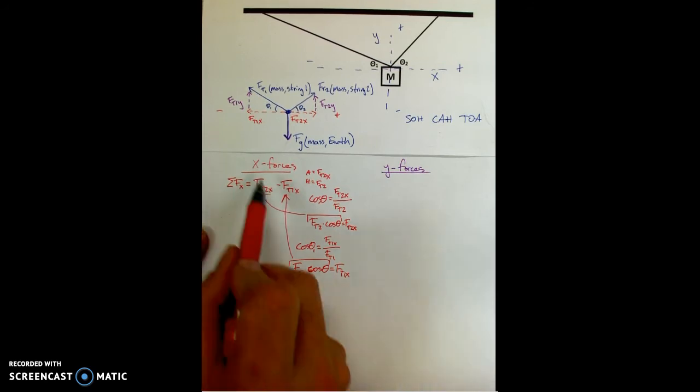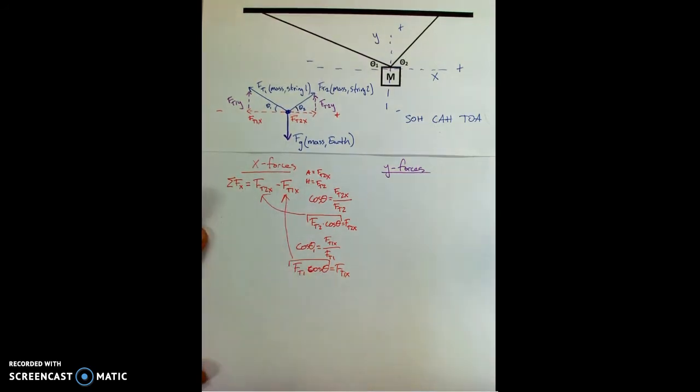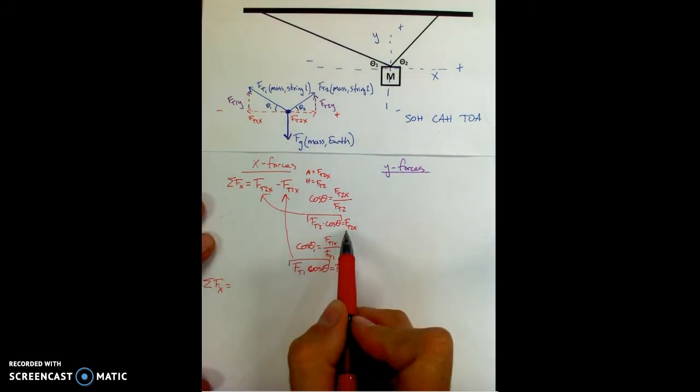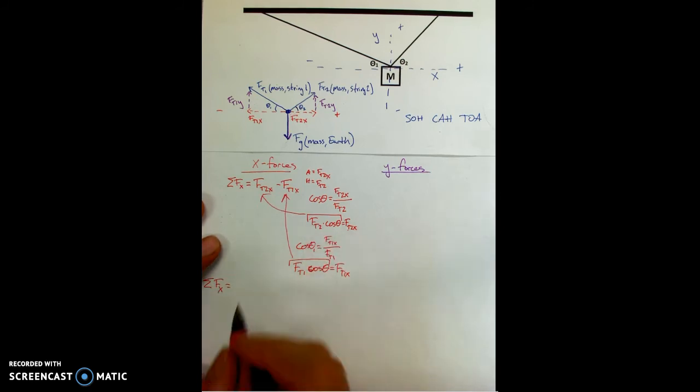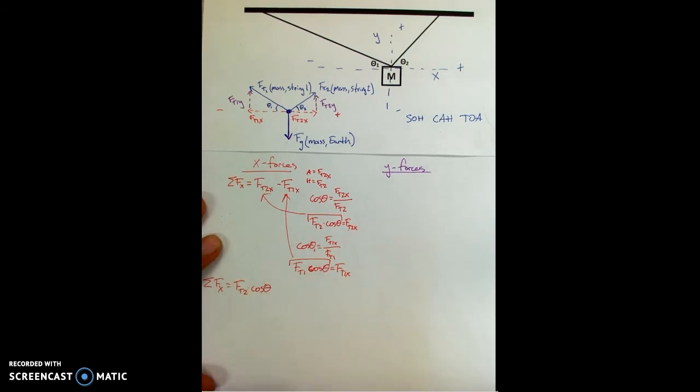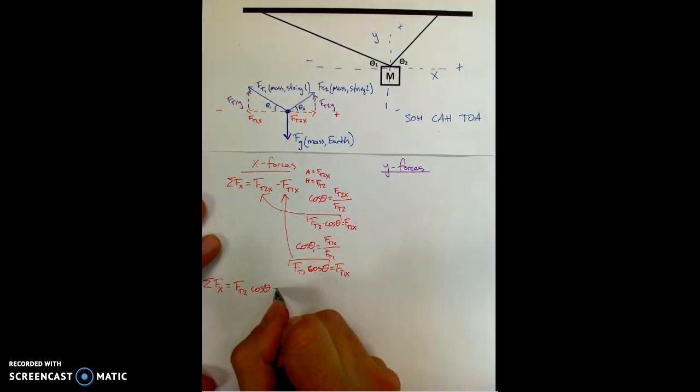Okay, so I'm going to take this big equation and rewrite it down here. I know that the sum of the forces in the x direction is equal to, since I know what Ft2x is in terms of the tension, I'm going to replace that. So I'm going to say Ft2 times cosine theta. I'm going to keep that minus in here.